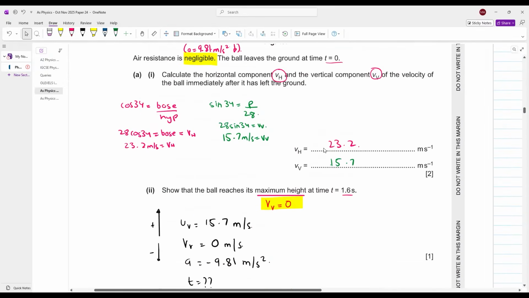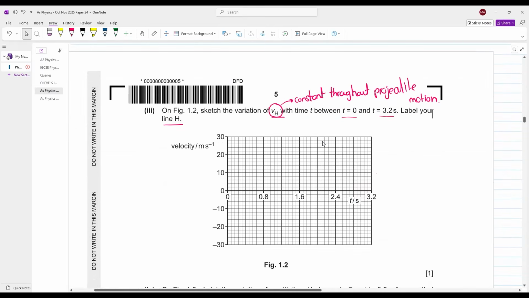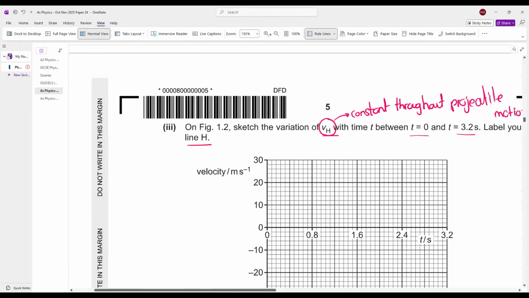What is your horizontal velocity? 23.2. It will remain constant throughout the projectile motion. Throughout the projectile motion, you will have a constant velocity of 23.2. Now, this is 20. You are going from 20 to 30. You are covering 10 units in 5 boxes. One box is equal to how many units? 2 units. This will become 22.